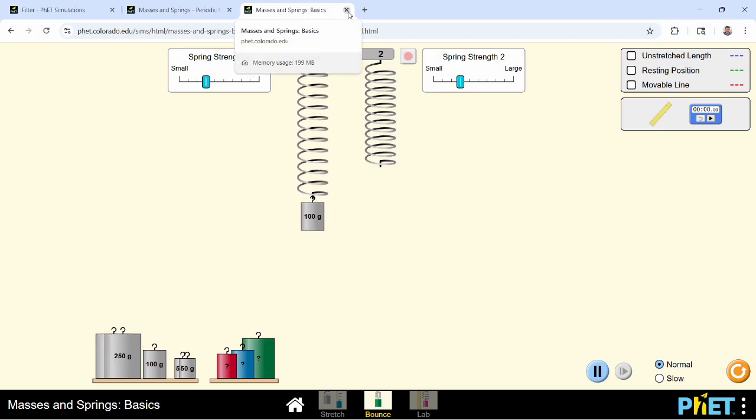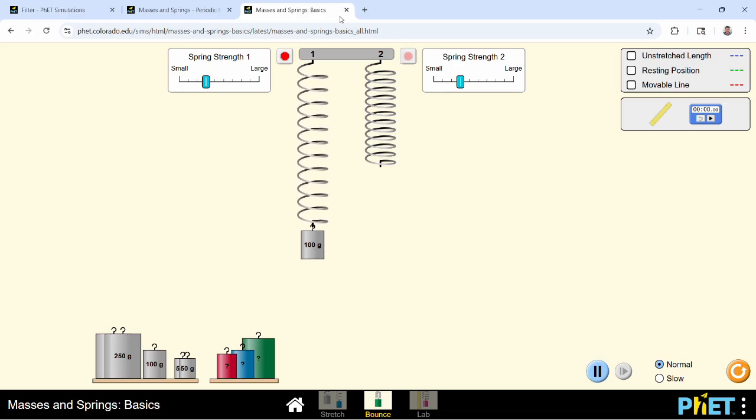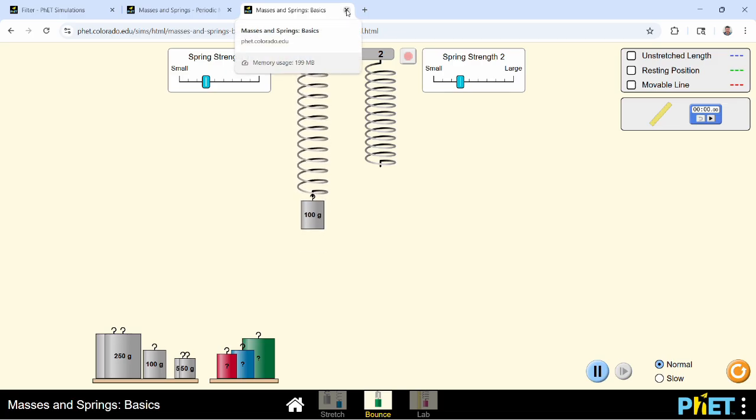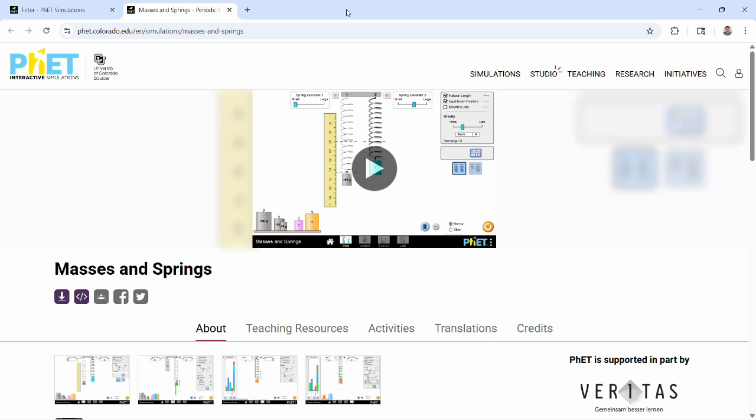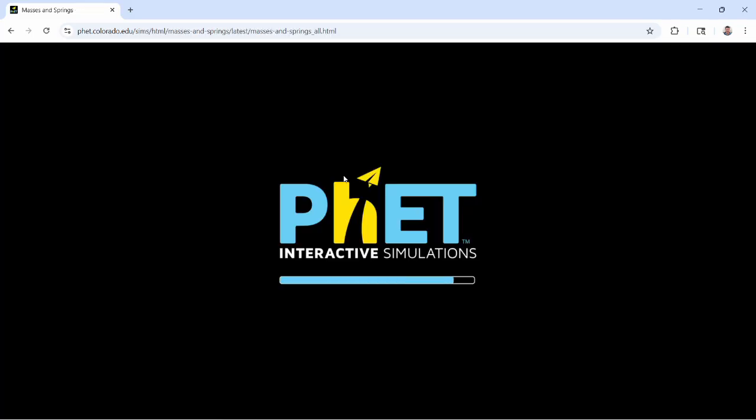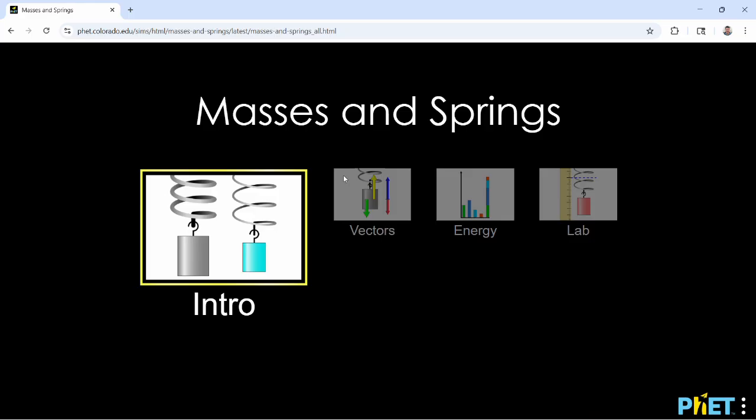But since here you are welcome to play with it, and I'm just talking, illustrating some of the concepts you can illustrate with the simulations, let me just do the regular version, not the basic version. So masses and springs. This is the simulation.